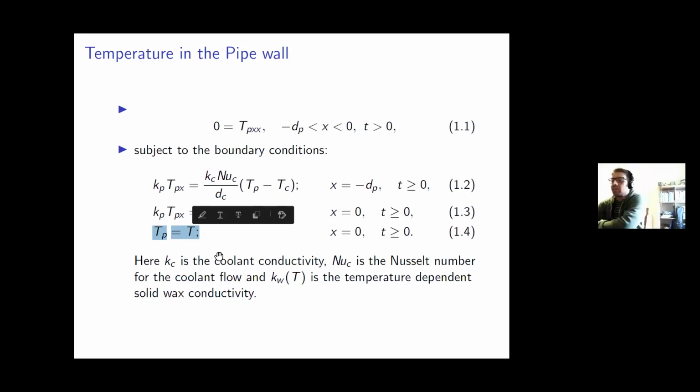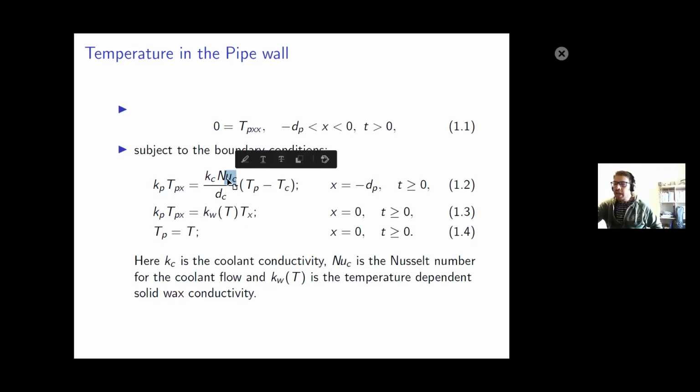Now you will notice here, a couple of important parameters. Kp is the conductivity of the pipe. Kc is the conductivity of the coolant fluid. Now, Nu here is the Nusselt number. Well, Nu subscript c is the Nusselt number of the coolant, or the fluid.